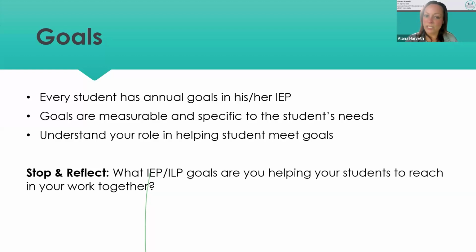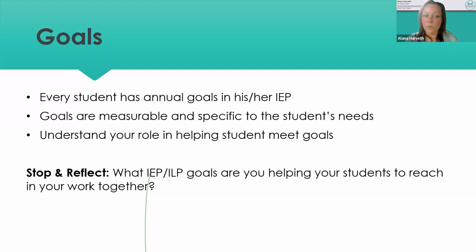Goals have to be measurable and specific to the student's needs. So again, like I said, they have to work on a certain skill. Every student has different goals. They should have different goals every year. And then you can understand your role in helping the student meet their goals.